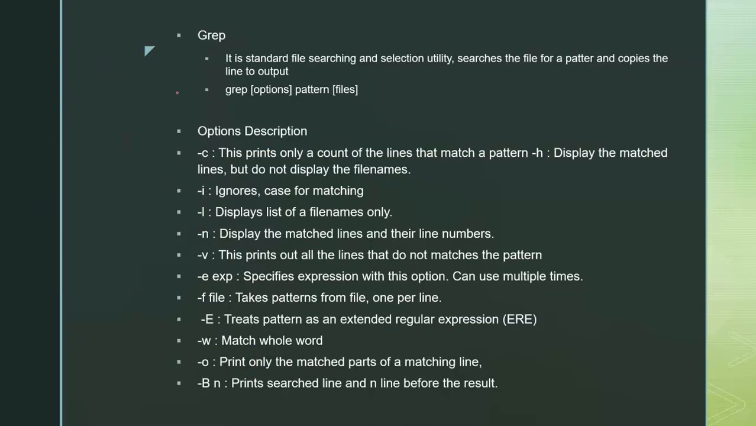So we have the grep command, as we discussed. It is a basic or standard file searching and selection utility, which is used for finding file patterns, and it prints the matching line of output. The syntax is grep followed by option, then pattern. After the pattern we specify the file name. These are the options you have: C, I, N, V, E, F, E, W, O as well as B.